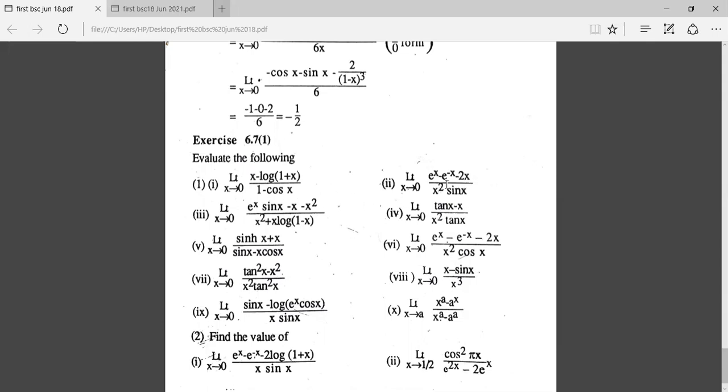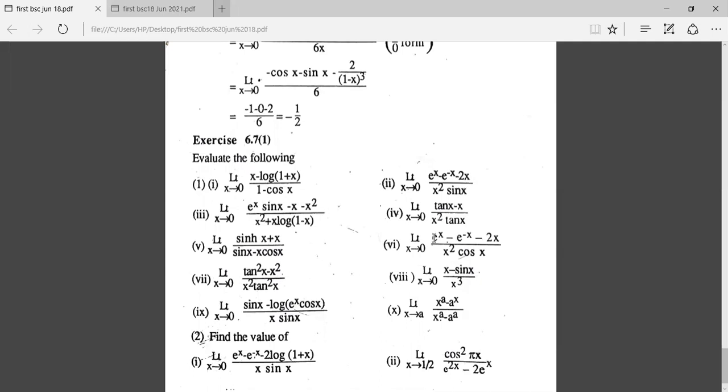And the second problem is also of the form 0 by 0. There you have to make one adjustment. You have to write sin x by x into x cube. Then sin x by x as x tends to 0 becomes 1. Next, use L'Hospital rule repeatedly.